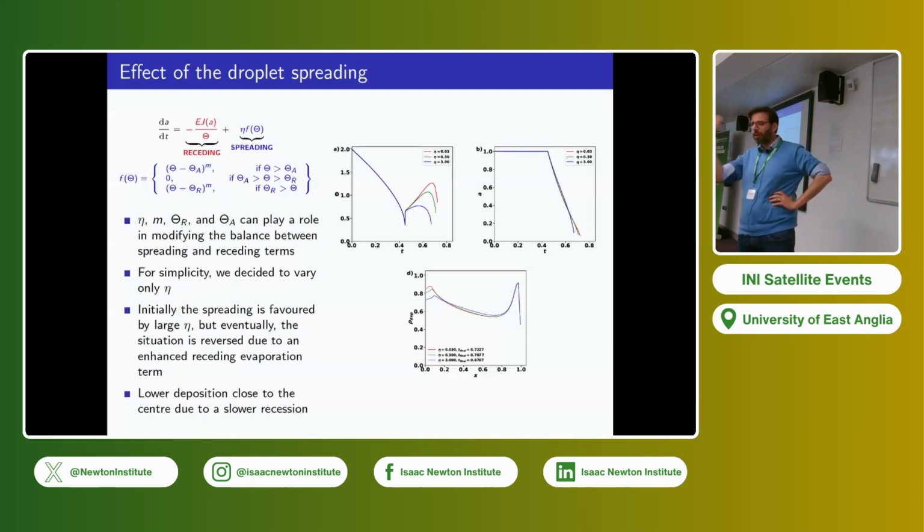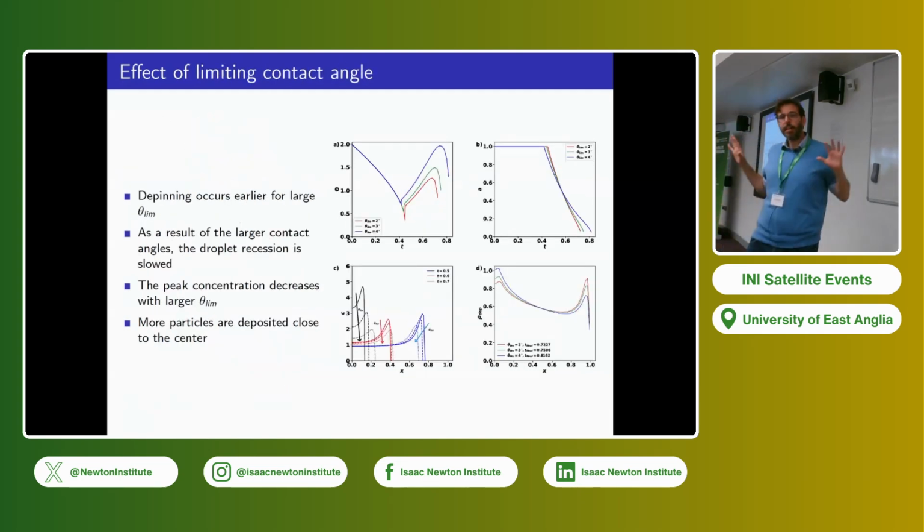It's stronger than for large eta, so that was a bit counterintuitive, but it was explained. At the end, what we see is a lower deposition close to the center, since, being a slower recession in general, we can somehow have more time to deposit in between. Last result, so the last of the last, I promise.